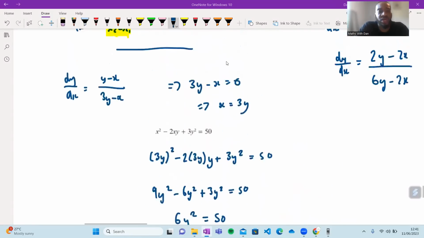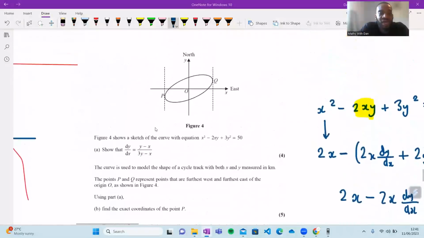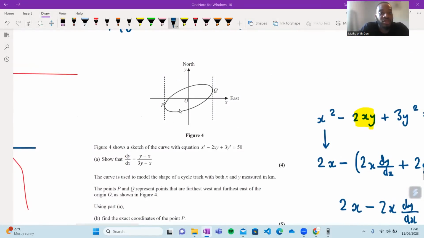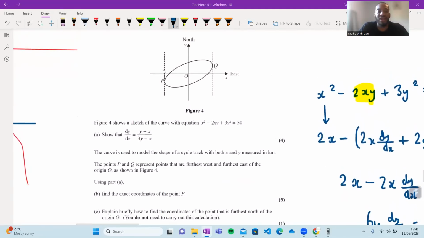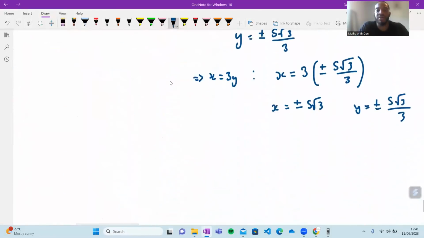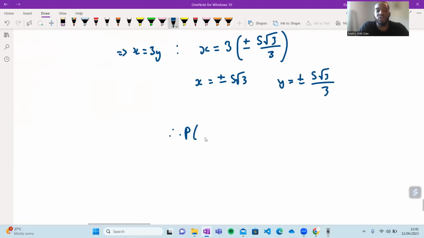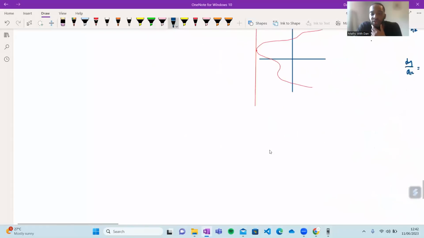Now the question asked us, what did it say exactly? Find the exact coordinates of the point P. Now remember, there are two vertical tangents, right? The exact coordinates of point P is one of them. Looking at the graph, clearly this is in the third quadrant where x is negative and y is negative. So it has to be the negative pair of our answers. So the coordinates of P will be negative 5 root 3 and negative 5 root 3 divided by 3. Make sense, guys? All good?